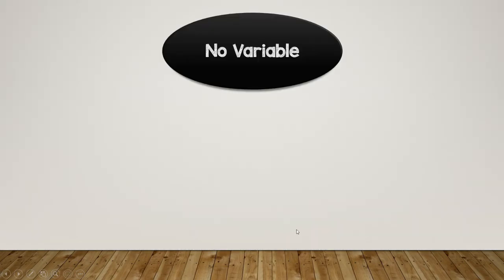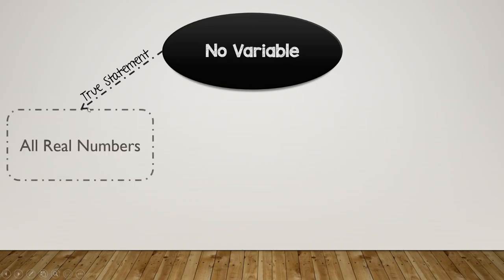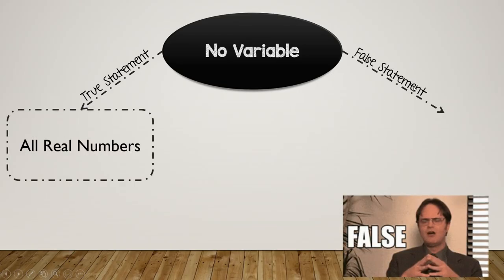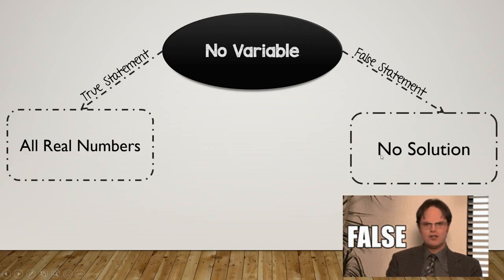In conclusion, when we get those weird solutions where it's all real numbers or no solution, both of those result in having no variable. In that third step, when we try to get the variable to one side, it'll be gone from both sides. But sometimes the variable's gone, you're left with a true statement. When there's no variable, but you have a true statement, then the answer is all real numbers. But if you have no variable, but a false statement, then the answer is no solution.